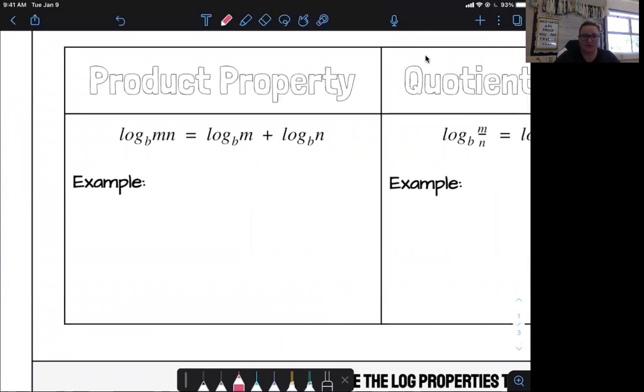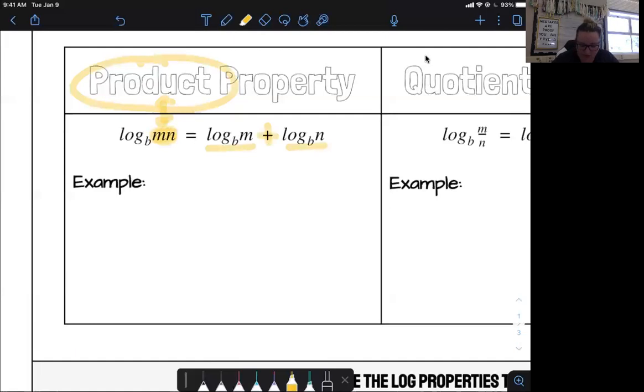So the product property looks like this. The log base b of m times n is equal to the log base b of m plus the log base b of n. So notice that this is called the product property because m and n are being multiplied inside the same log. So if I take log base b and I have two things that are being multiplied inside that log, I can rewrite the expression with m and n in their own logs with the same base, and I can add the logs.